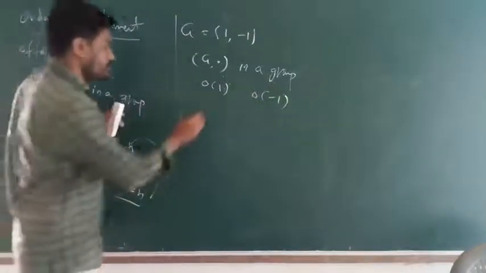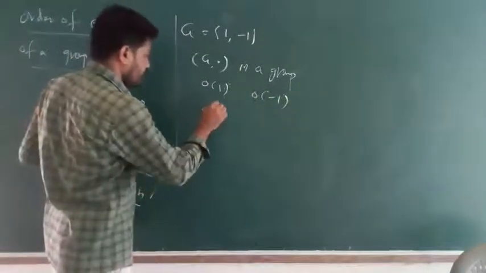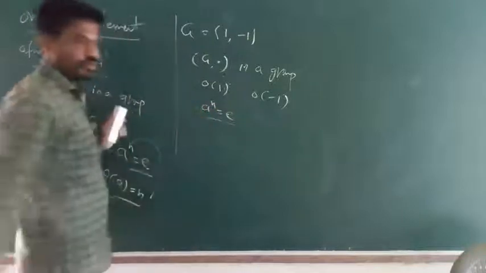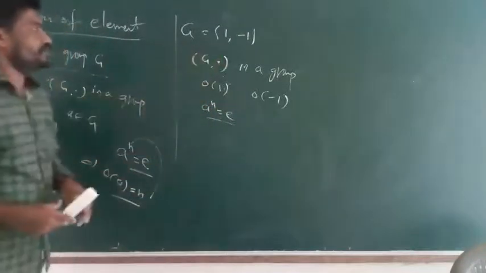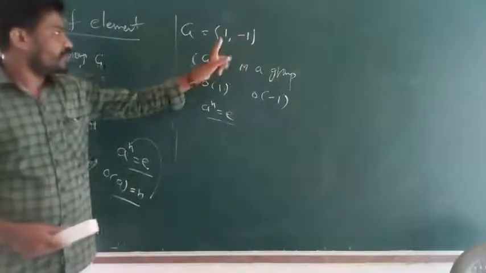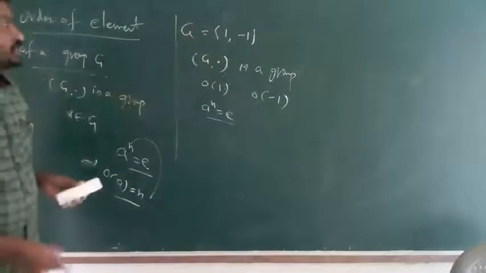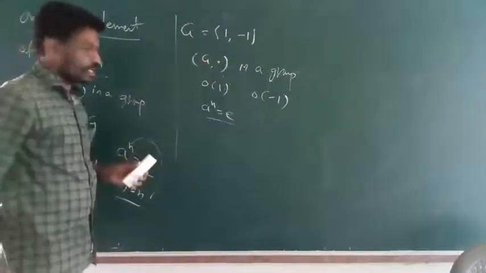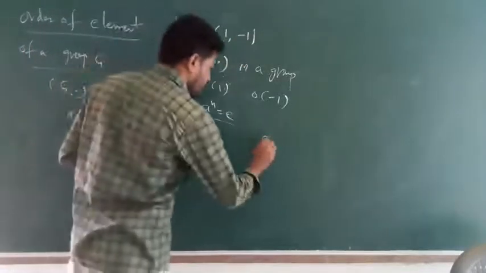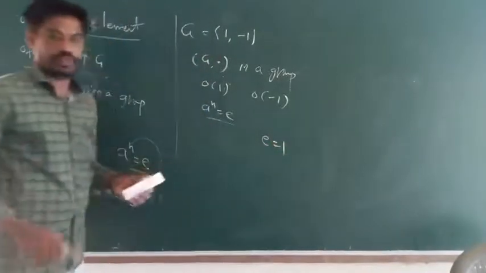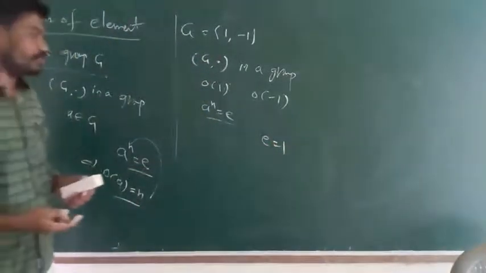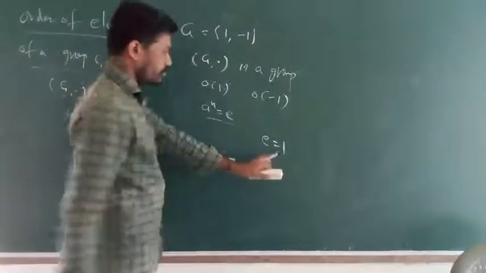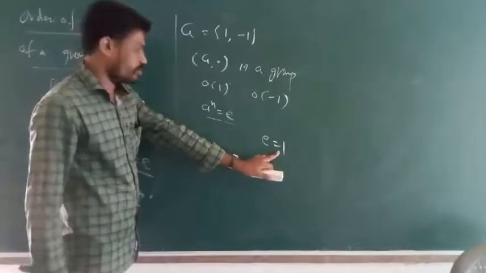So what is the definition? A power of n equal to e. Okay. In this set G equal to minus 1, plus 1, what is the identity element? The binary operation is multiplication. For binary operation multiplication, the identity element is 1. For binary operation plus, the identity element is 0. So this is very important. So I am selecting identity element equal to 1.